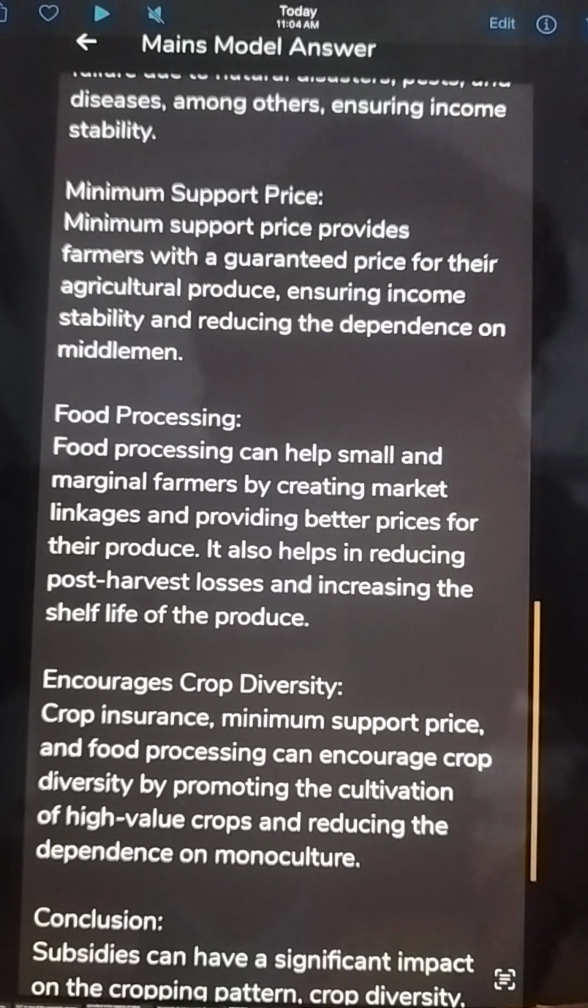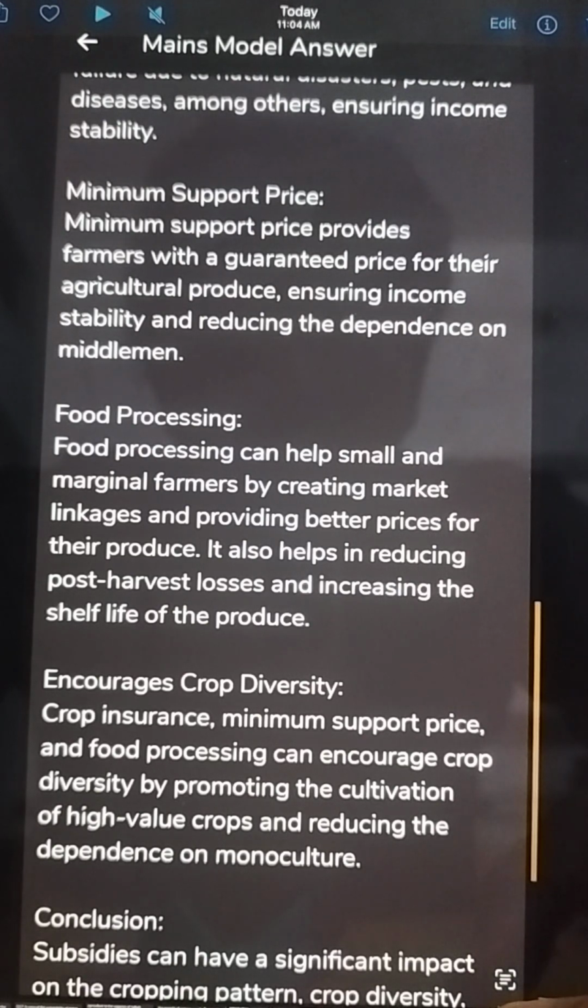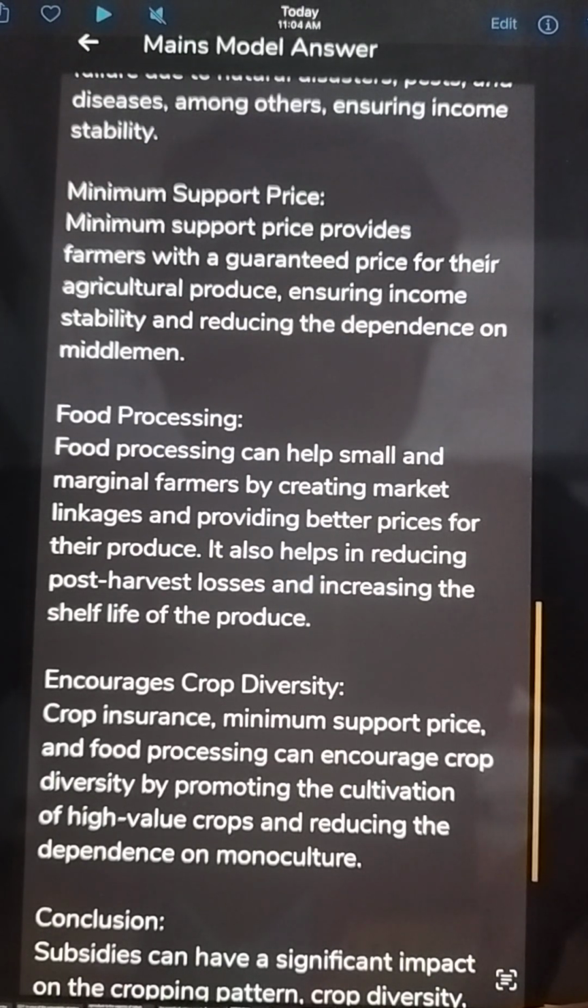Then third is food processing can help small and marginal farmers by creating small market linkages and providing better prices for the produce. It can also help in reducing the post-harvest losses and increasing the shelf life of the produce.